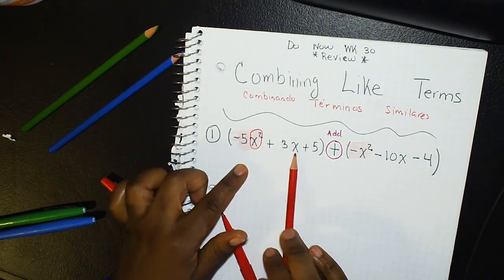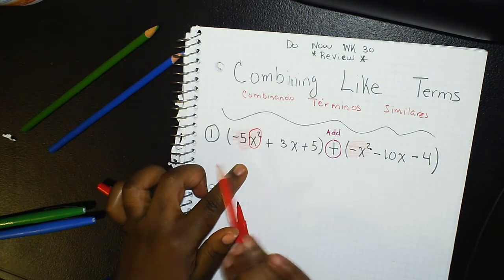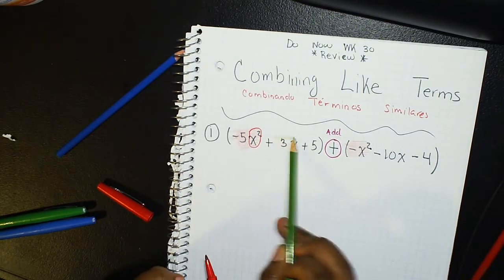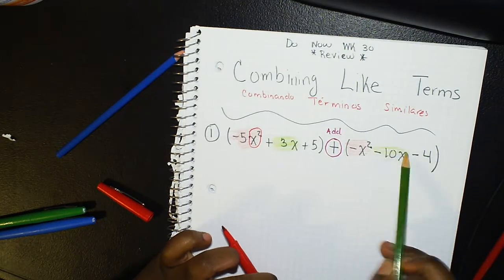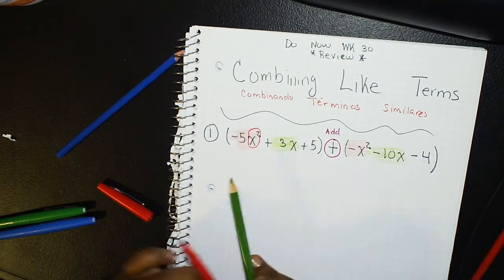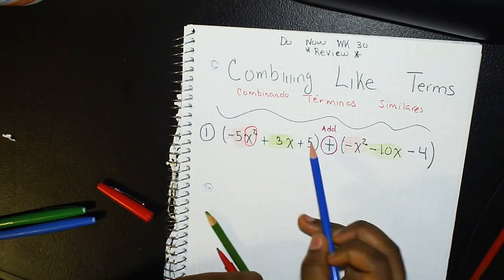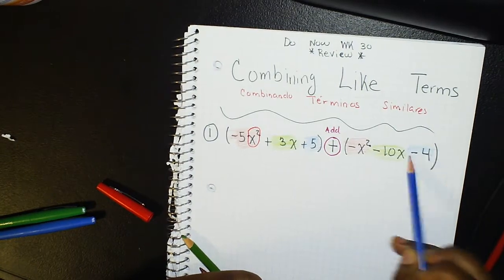I see that I have x by itself. Now some people think these are the same, but they are not the same. They're different. So this is a completely different term. And the 5 and the -4, I see that these don't have x's. So we're just going to group them together as just numbers.